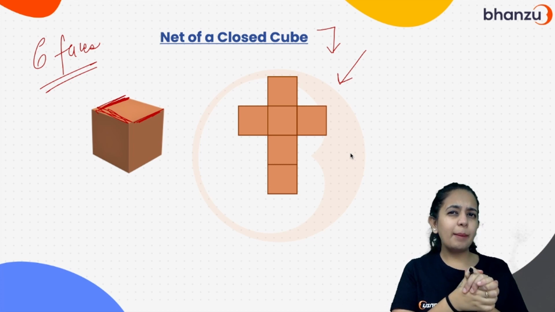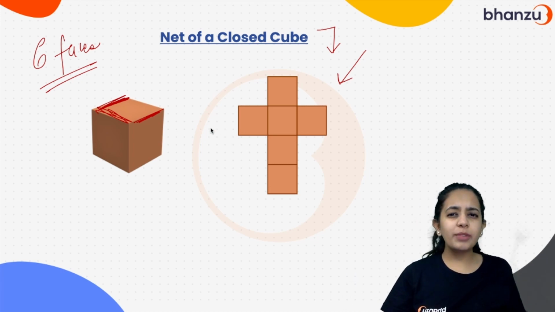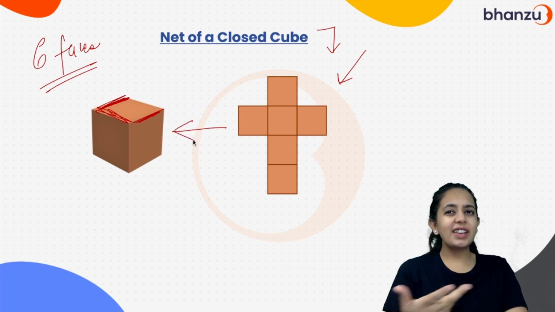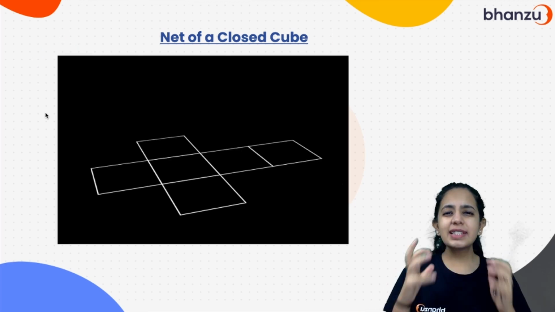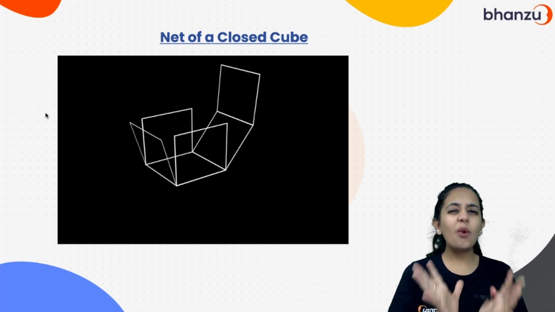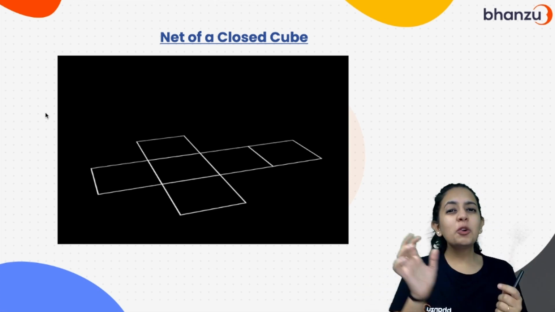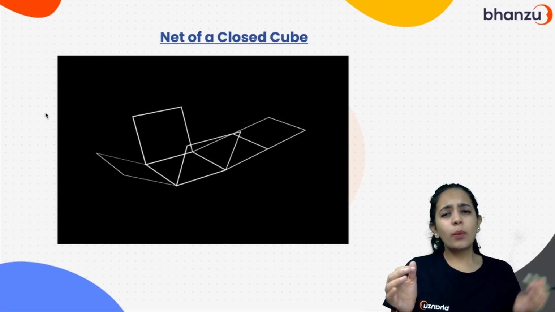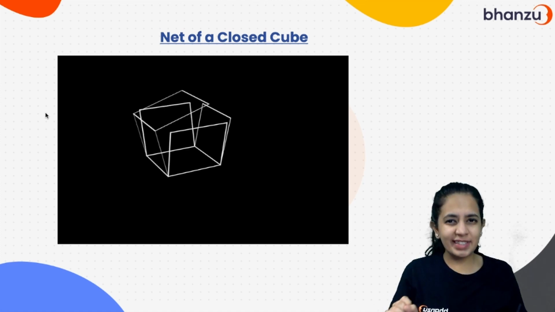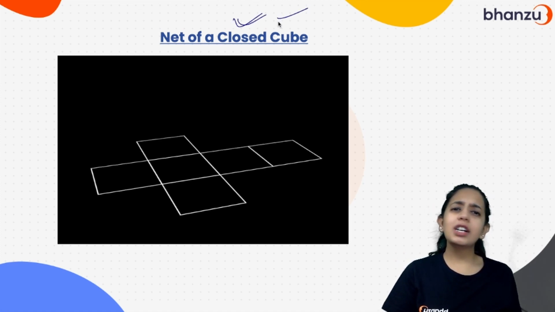Now you will say, ma'am, can we get back the cube from the net? Definitely, my dear, you can get back the cube from this net. Just look at it carefully, how it is wrapping and we are getting the cube back again. And the cube is totally closed, right? We cannot enter this cube once it is closed. So that's the reason we call it a closed cube.